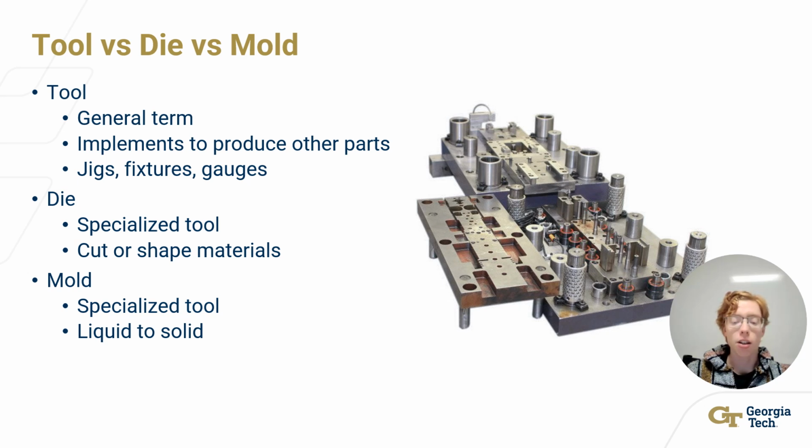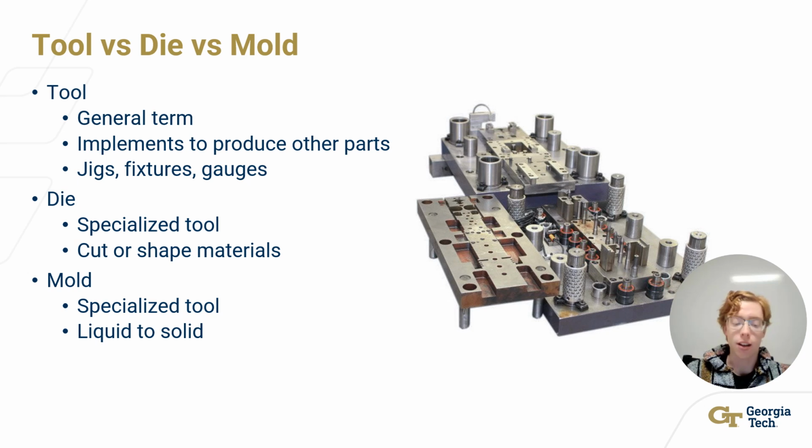A die is a specialized tool that is used to cut or shape materials. They use pressure to transform a solid piece into a desired shape. Dies are typically used to produce metal parts. A mold is another type of specialized tool. Molds start with a liquid raw material and solidify it into a solid part with the desired shape. Common materials are rubber, plastic, and metal. Both dies and molds use cavities to change the shape or size of an object.